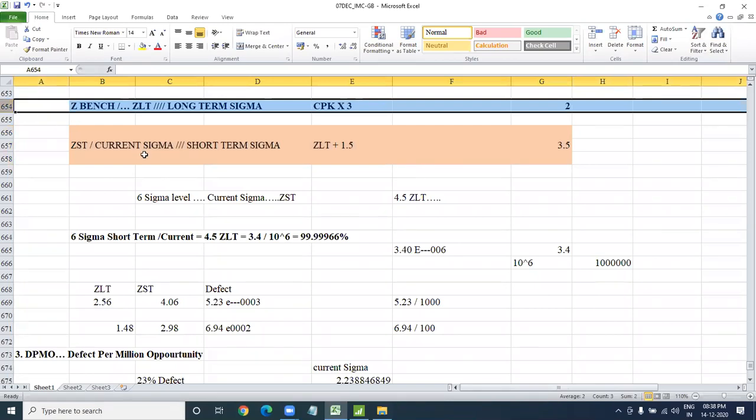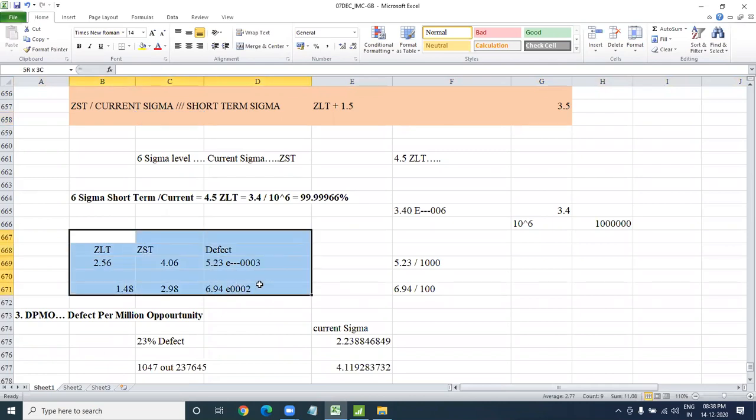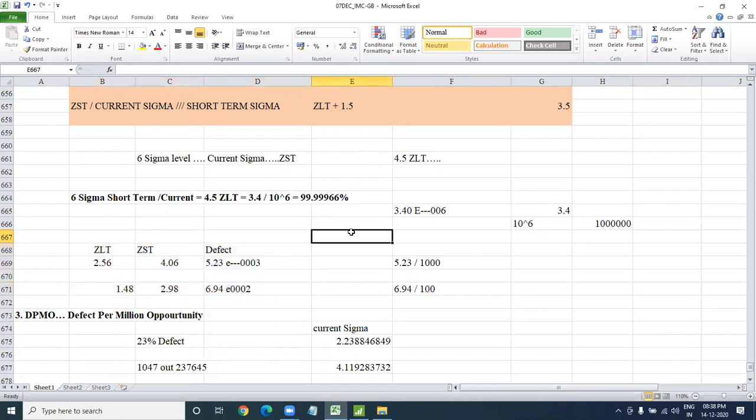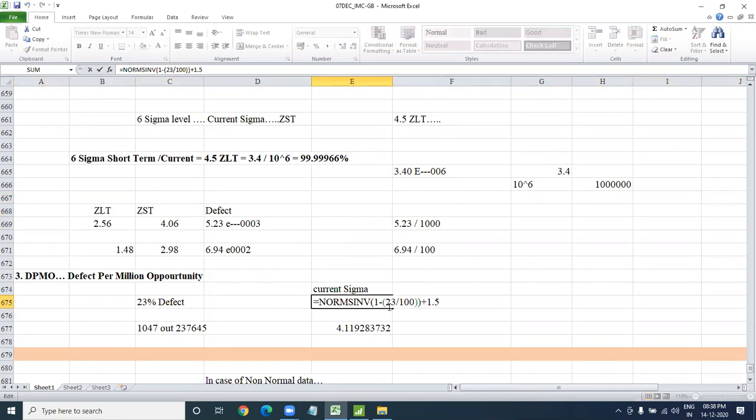We also looked at the Z table, how to read the Z table and calculate the number of defects against a particular sigma level. So we will go through the recording, I'm sure it'll be clear. The DPM method was the simplest out of all. You just need to use this formula for calculating DPM, which is NORMSINV of 1 minus whatever the defect rate is. Say we wanted to calculate sigma level for 23% defect. So 23 out of 100, plus 1.5 to make it current. Similarly, say we wanted to know, just an arbitrary number, 1047 defects out of some 23,007, whatever this value is.